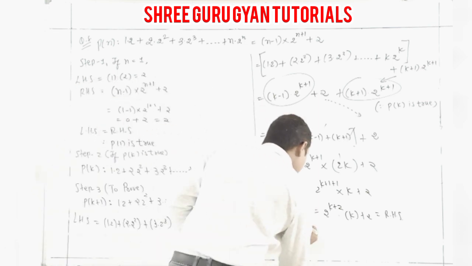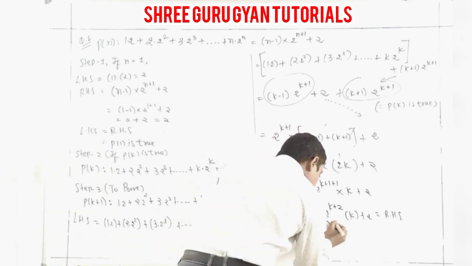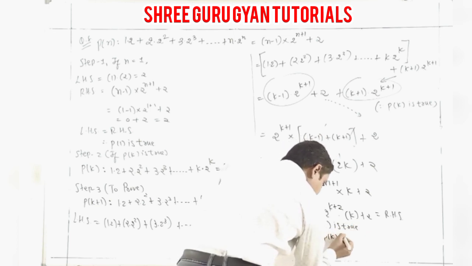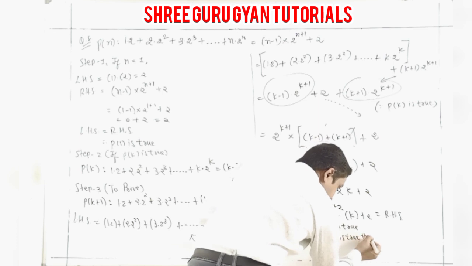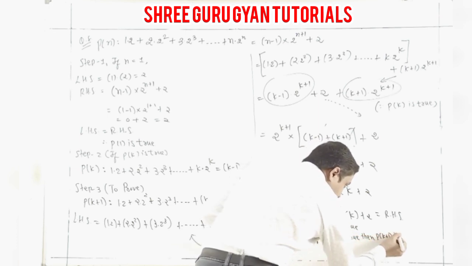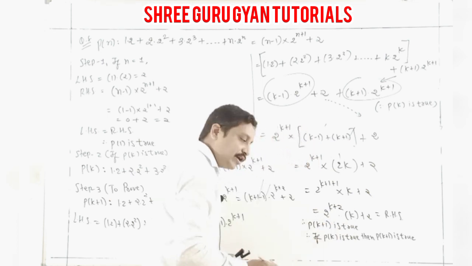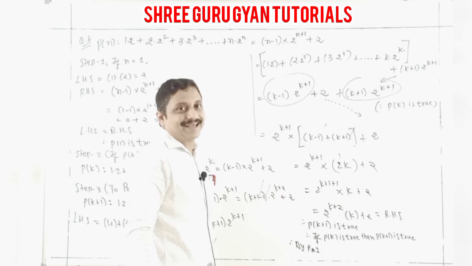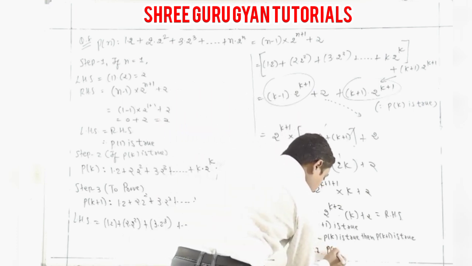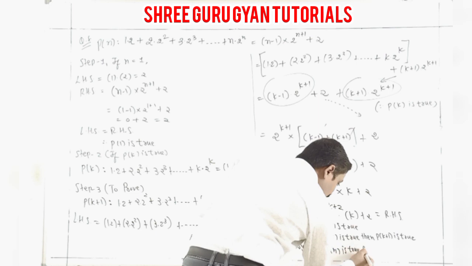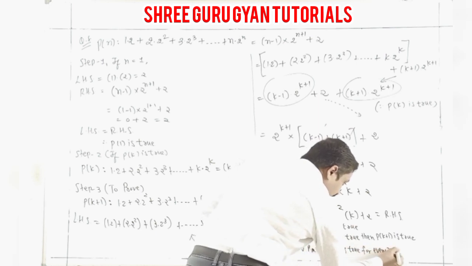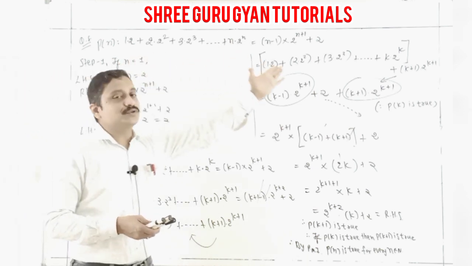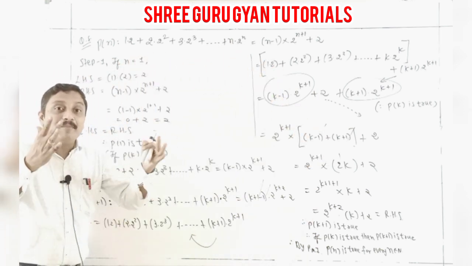So I just write down P of k plus 1 is true. Therefore, if Pk is true, then P of k plus 1 is true. So finally I write down: by PMI, Pn is true for every n belongs to natural number. And here students, these 8 questions are happily done.